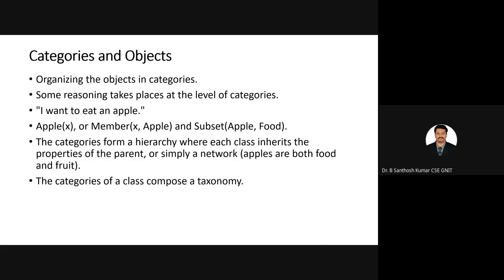Then the categories form a hierarchy where each class inherits the properties of the parent, or simply a network. Here, apples are food and also an apple is a fruit. We can take an apple as food, and also it comes under the fruit family. So the categories of a class compose the taxonomy.